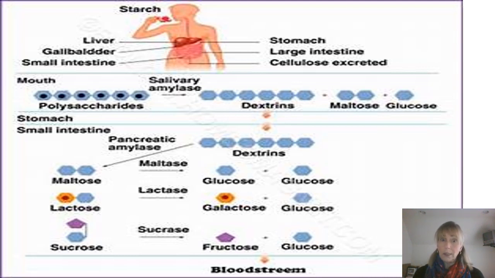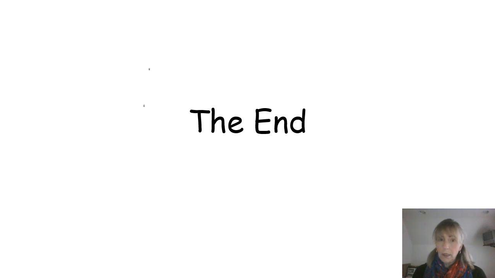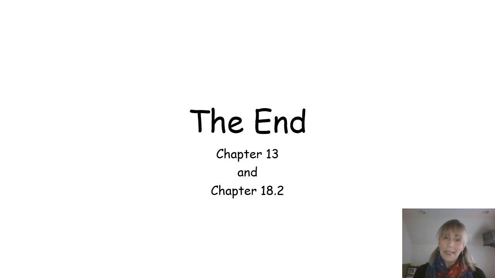Maltose is then hydrolyzed with maltase into its two glucose units. Lactose is hydrolyzed with lactase into galactose and glucose. And our sucrose that we learned about is hydrolyzed with sucrase to fructose and glucose. These are then taken up into the bloodstream and brought to where they're needed. And with that slide, that's the end of our discussion for Chapter 13 and Chapter 18, Section 2.